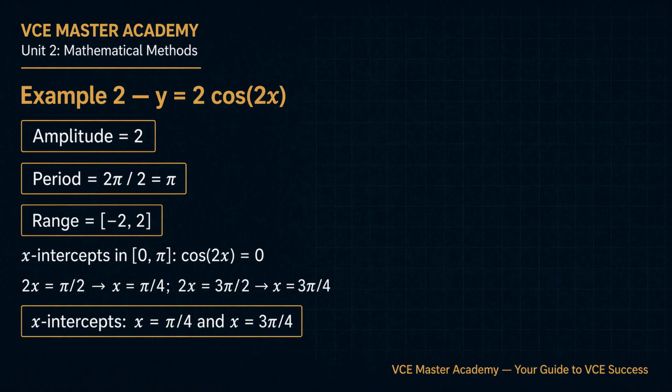Example 2. Medium. For y equals 2 cosine of 2x, the amplitude is 2. The period is 2 pi divided by 2, which is pi, so the wave repeats twice as fast. The range is from minus 2 to 2.